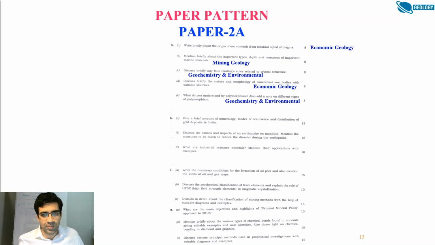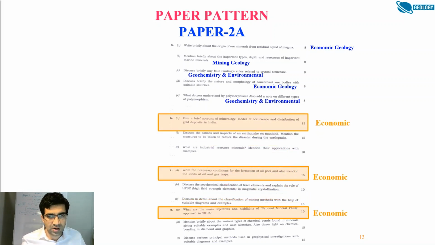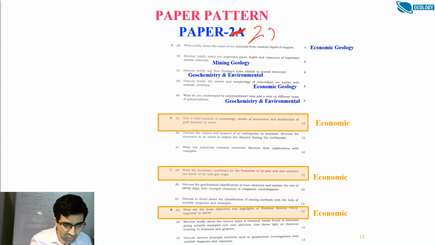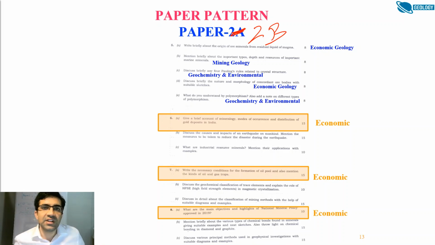Now coming to paper, it should say paper not 2A, but rather it is paper 2B. So here it should be corrected as paper 2B. And what you have in this paper is, again, economic geology, mining geology, geochemistry and environmental geology.